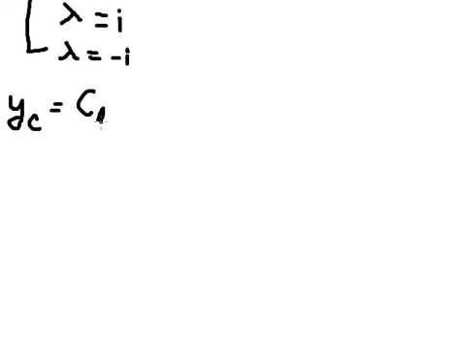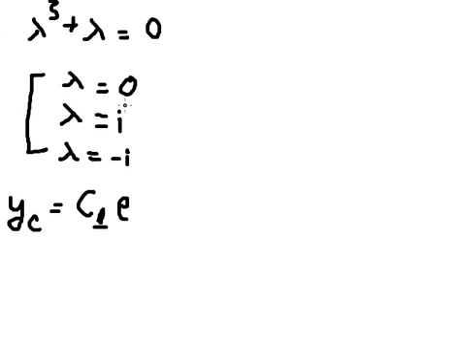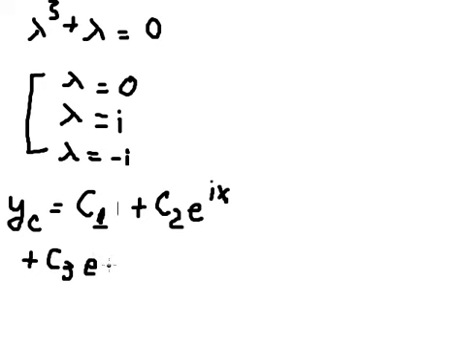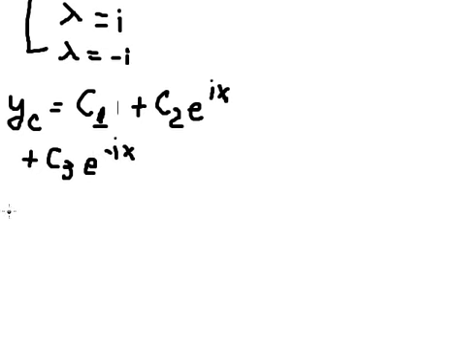So we have C1 e to the power of lambda s. So we change lambda into 0. So we put 0 in here, and we have 1. So the next one, we have C2 e to the power of is, and C3, that is e to the power of negative is. In this one, we can simplify like this.